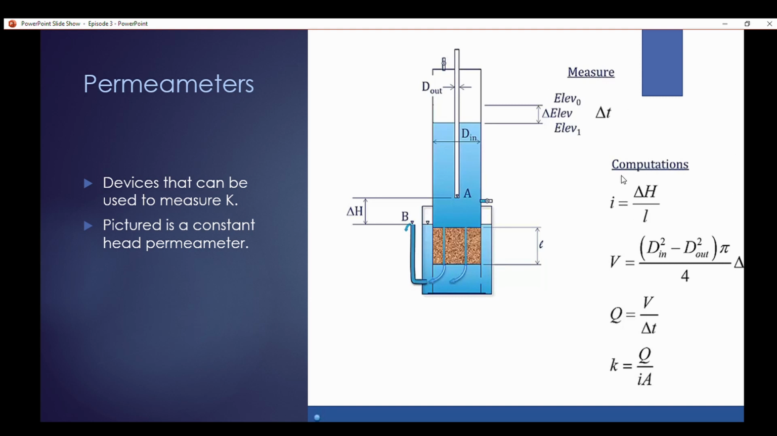I is basically your gradient, your change in head over the length. Volume is the diameter of the tube right here, squared, minus this squared, times pi divided by 4, and then Q is determined by dividing the volume of the device by the change in time. And then with that, you can figure out hydraulic conductivity, and that's how they do it in the field.